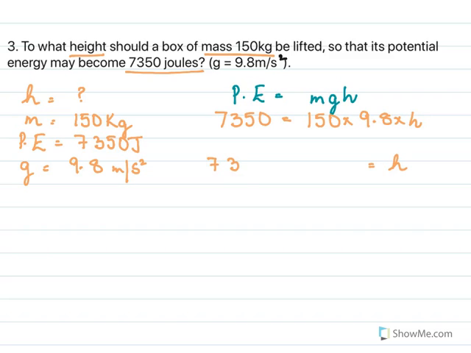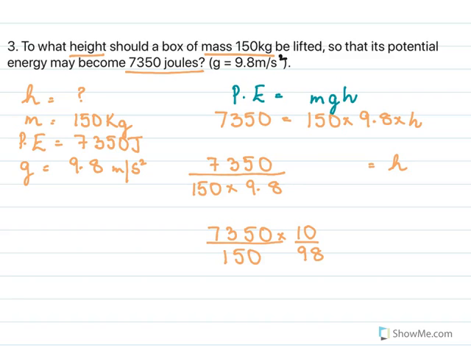So it is 7,350 over 150 into 9.8. To work this, to remove the decimal, we multiply by 10, so this becomes 73,500 over 98 times 150, which is 98 over 150 in the denominator. So this is the height. On working, you get 5 meter. So the object has to be raised to 5 meters so that it will get a potential energy of 7,350.